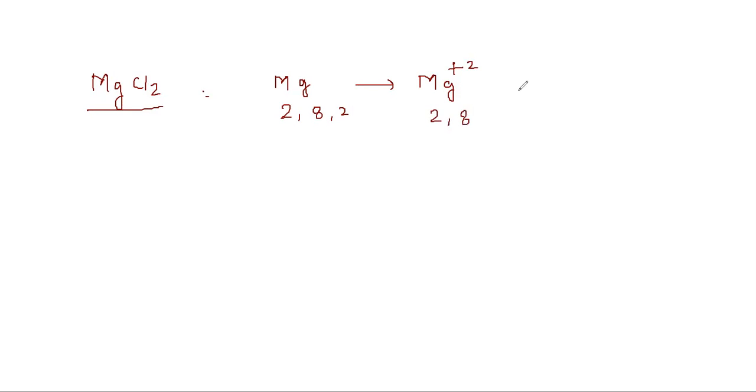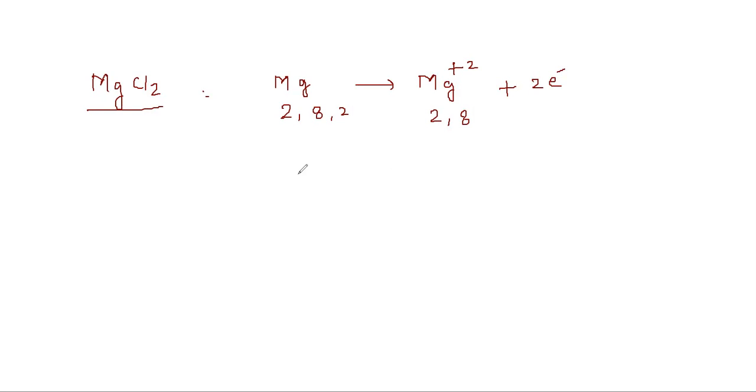Now let's study the formation of MgCl2. So Mg has electronic configuration 2, 8, 2. It can donate 2 electrons. So it will form Mg2+. Its electronic configuration will be 2, 8 and 2 electrons.